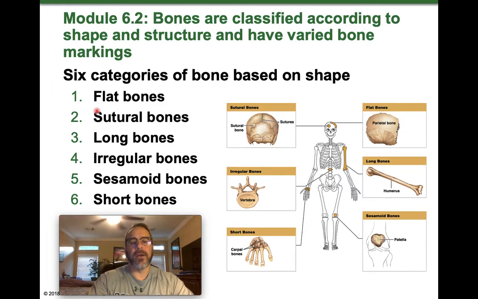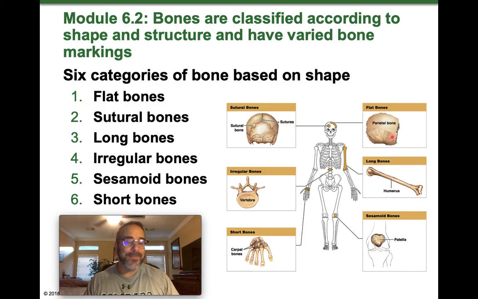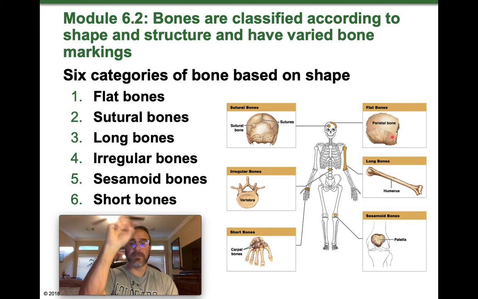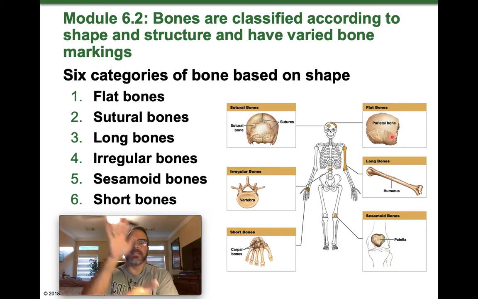First one we're going to talk about are these, which are called flat bones. If you think about when you were playing with the skull, and I was saying, point to this, this is the frontal bone, this is the frontal bone. Those are flat bones. So pretty much the definition of a flat bone is something that is thinner than it is wide.